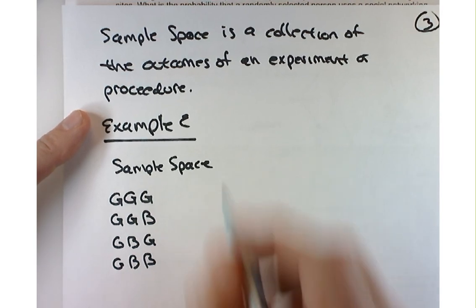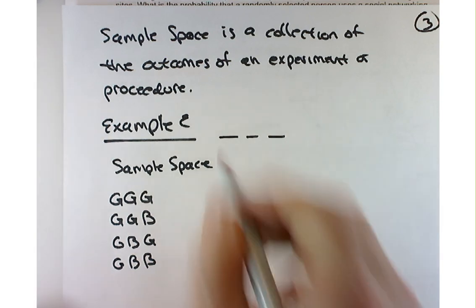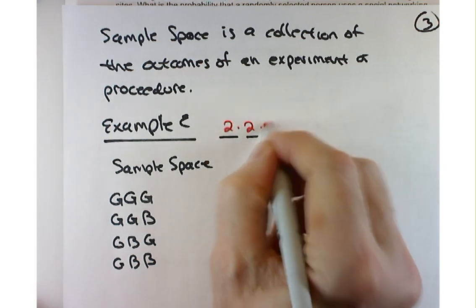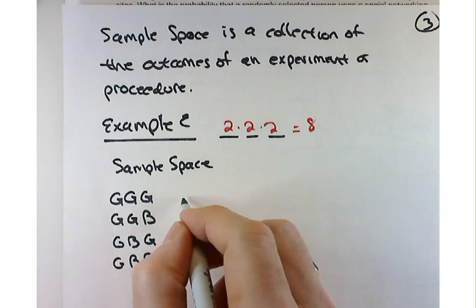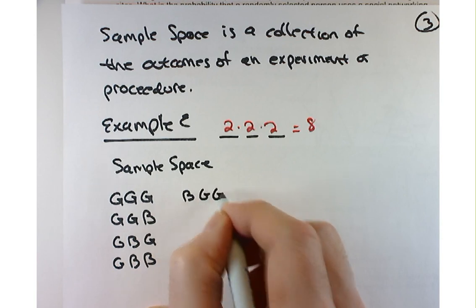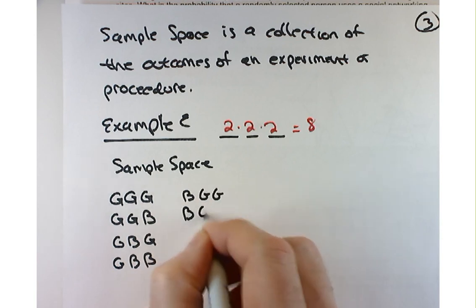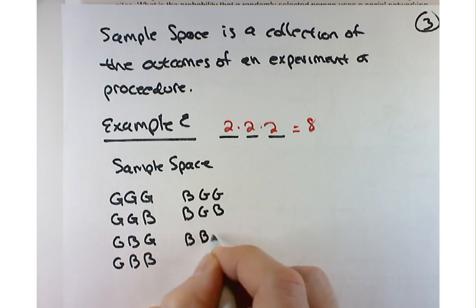Now, because there's 3 babies being born and there's 2 outcomes for each, you expect a total of 8 items in your sample space. So the next thing I can look at is there's a boy followed by 2 girls, a boy, girl, and a boy, boy, boy, and girl. And what's the last one?